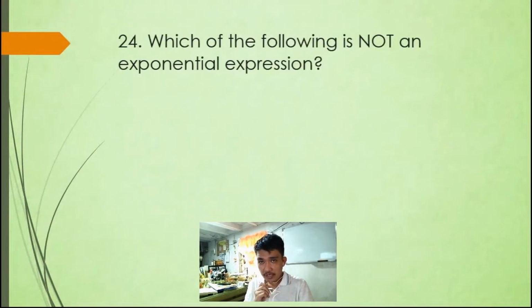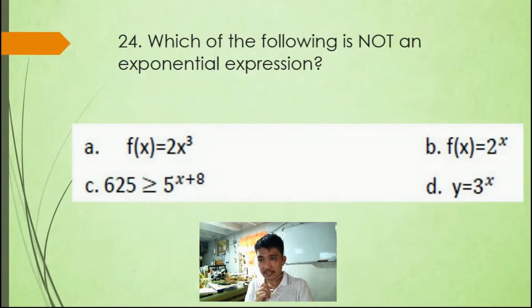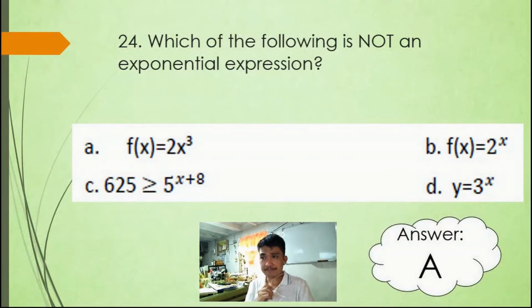Number 24. Which of the following is not an exponential expression? Letter A, f of x is equal to 2x cubed. Letter B, f of x is equal to 2 to the power of x. Letter C, 625 is greater than or equal to 5 to the power of x plus 8. Or letter D, y is equal to 3 to the power of x. The answer is letter A, f of x is equal to 2x cubed.